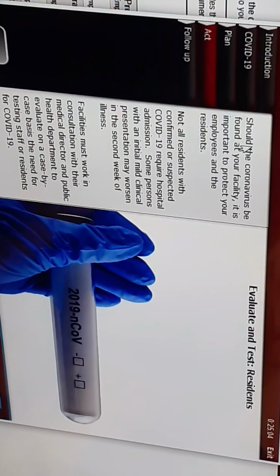Should the coronavirus be found in your facility, it is important to protect your employees and the residents. Not all residents with confirmed or suspected COVID-19 require hospital admission. Some persons with an initial mild clinical presentation may worsen in the second week of illness. Facilities must work in consultation with their medical director and public health department to evaluate on a case-by-case basis the need for testing staff or residents for COVID-19.